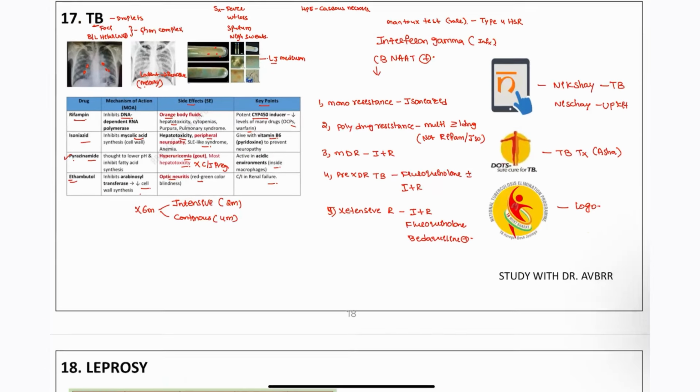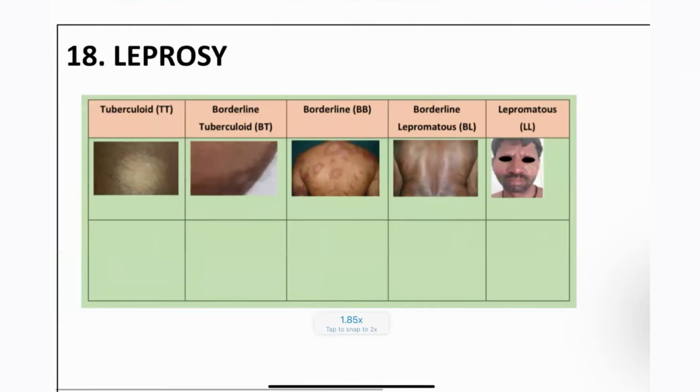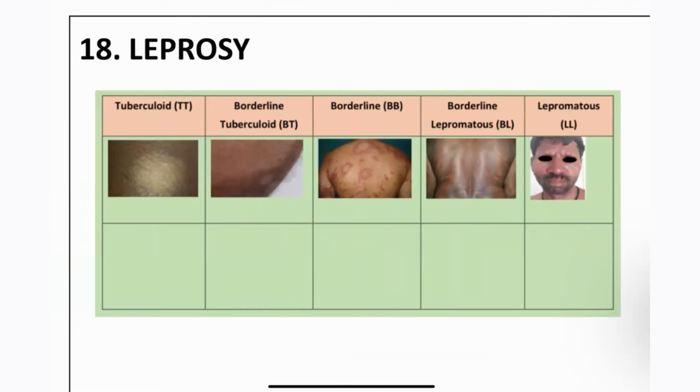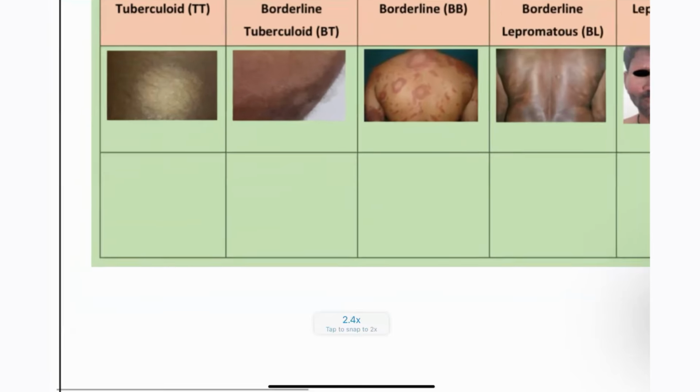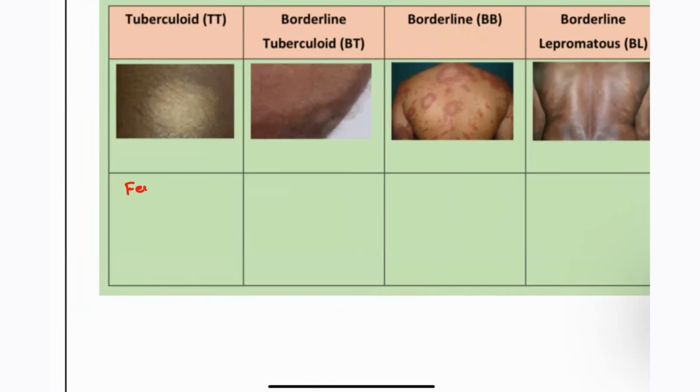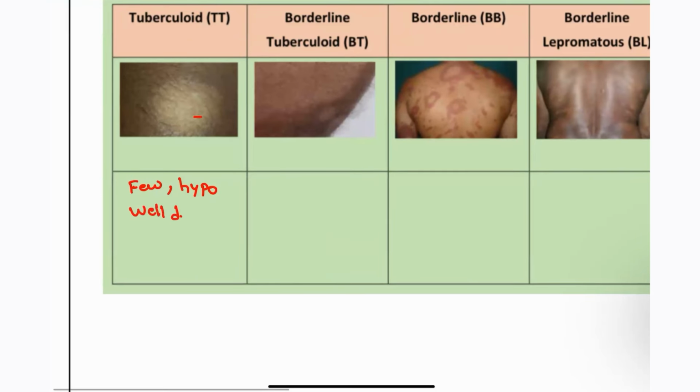Next, we are moving on to discuss the leprosy topic, guys. Here you can see this is the classification. What is this classification known as, guys? Ridley-Jopling. This is known as the Ridley-Jopling classification. Further, this is how the lesions we have to find. First, tuberculoid. Here you can see only a few lesions, 1, 2, 3, and all of them are hypopigmented. Hypopigmented plaques will be seen, and they are well demarcated.